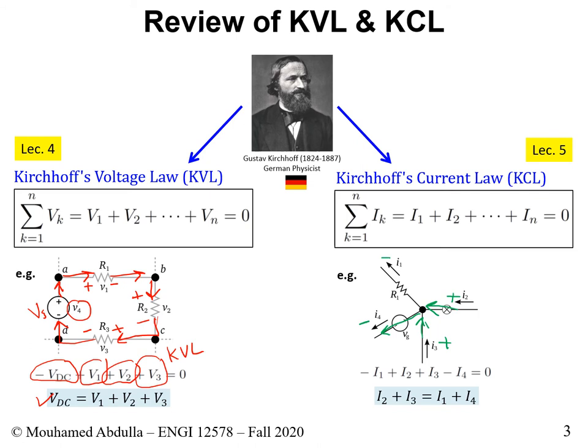So if you were to write this around this node, you could basically just say that it is I2 plus I3 minus I4 minus I1, and this should equal zero. And that's exactly what you have here, because I1 is leaving, therefore there's a minus. I2 is entering the node, it's a plus. I3 is entering the node, it's a plus. I4 is leaving the node, it's a minus. This should equal zero. If you rearrange it, these two are negative, you could just put them on the other side. You'll just have your I2 plus I3 equals I1 plus I4 for this node.